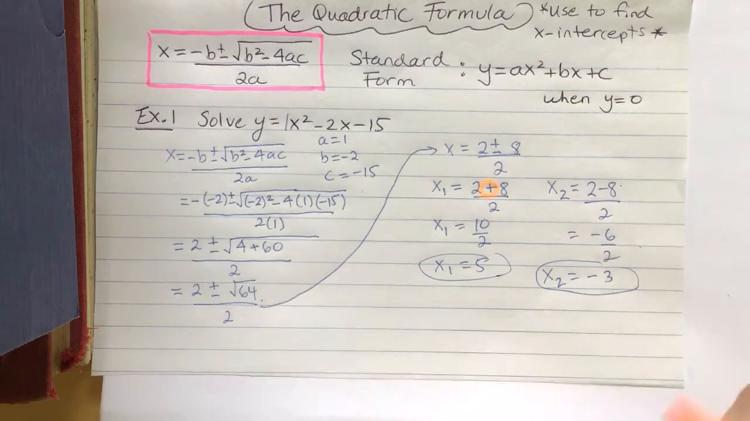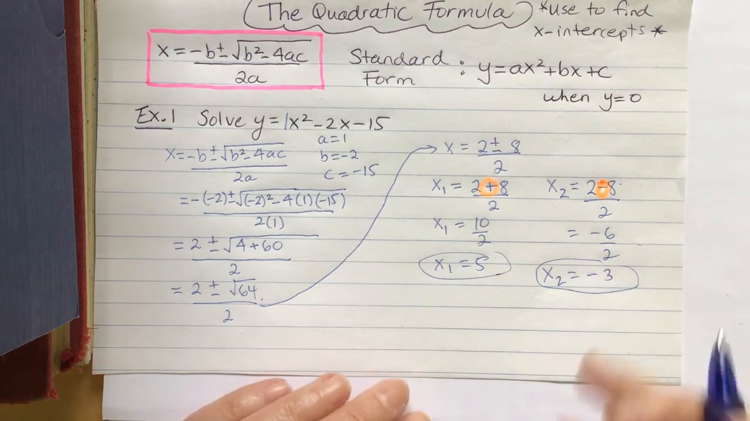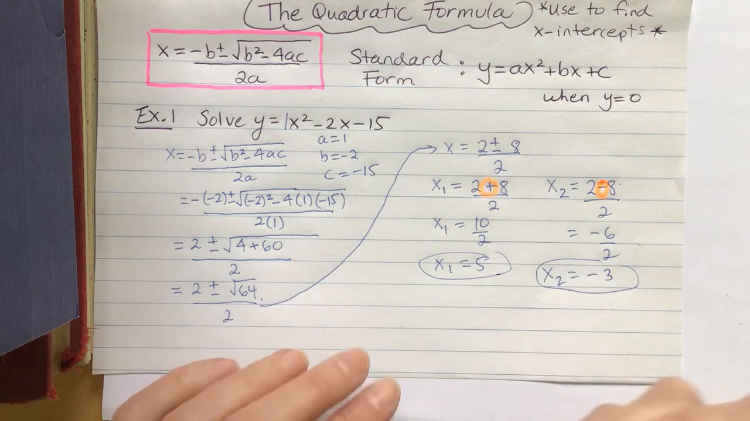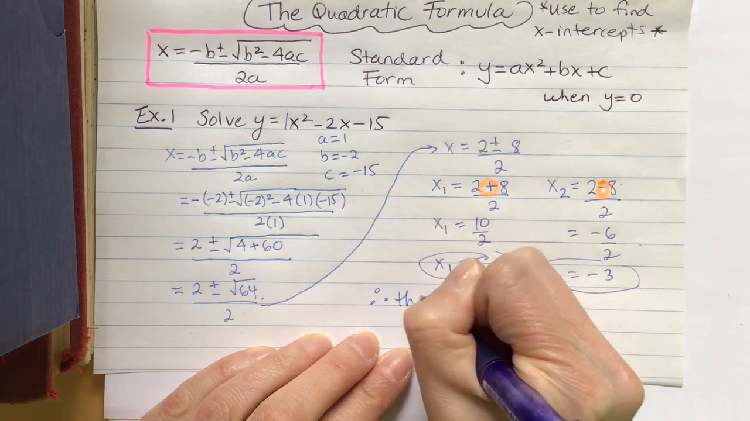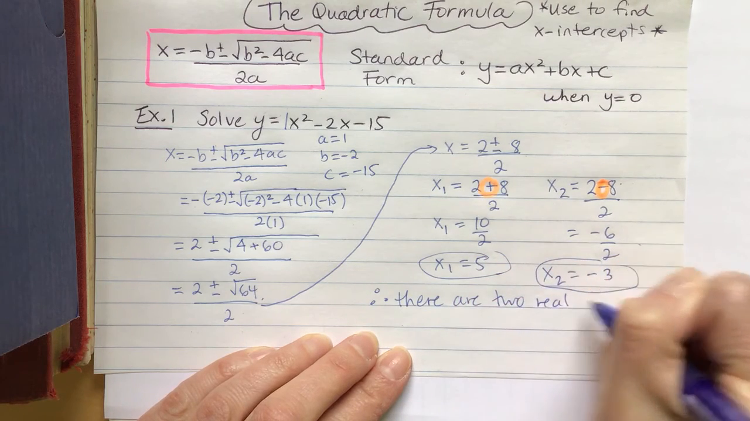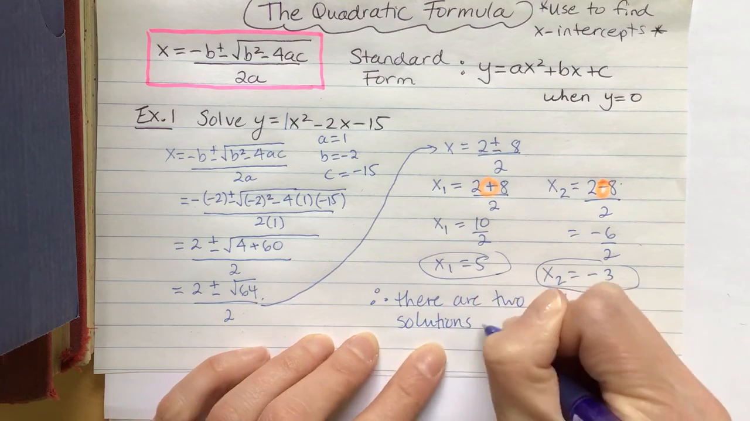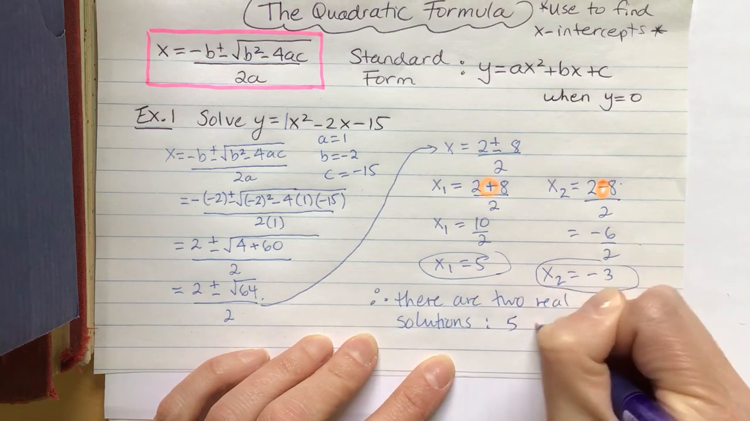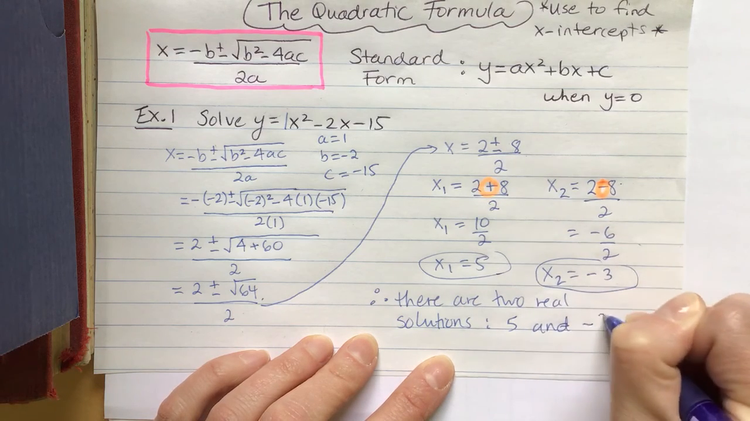So what we found here are two real solutions, and that means that there's two x-intercepts. So let's conclude with that. Therefore, there are two real solutions, and those are 5 and negative 3.